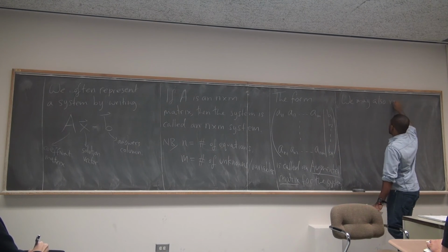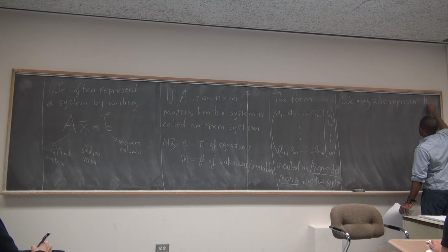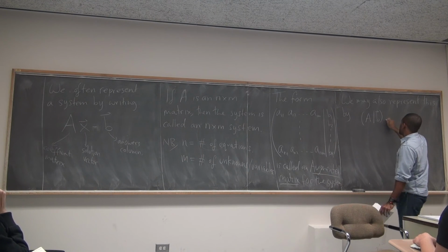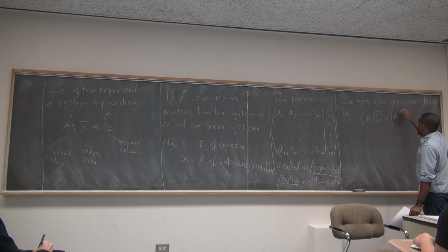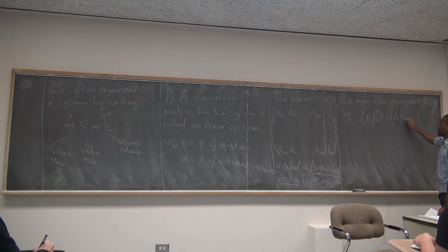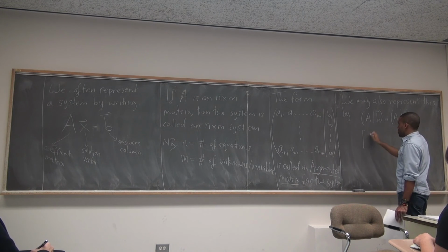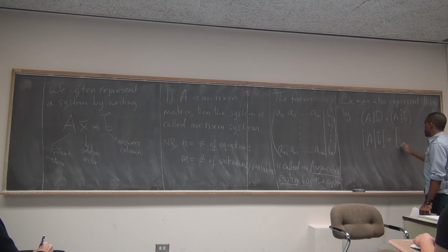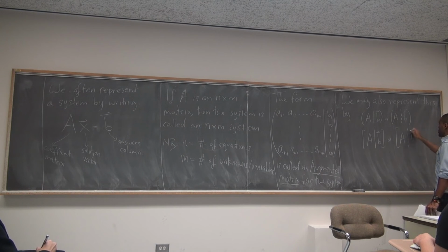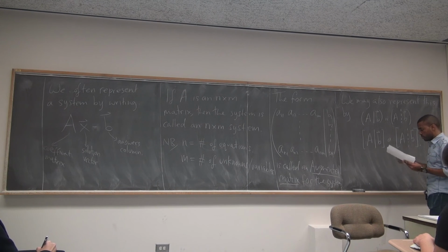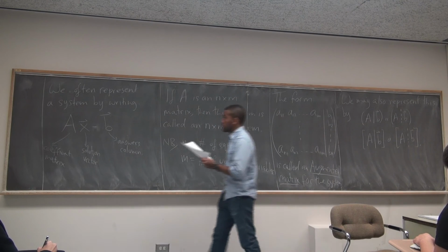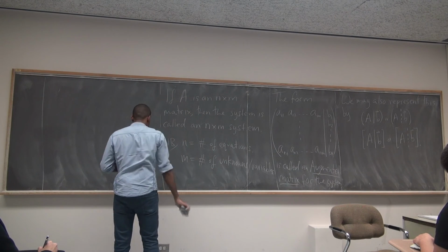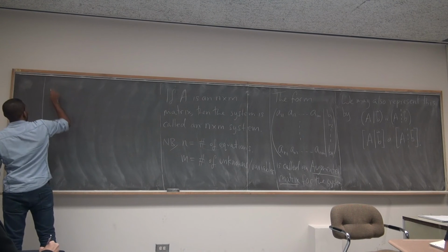We may also represent this by A, B. Sometimes you put broken lines here. It's all a matter of taste. If you want to write matrices as square brackets, you can write it as A B, or with a broken line, A B. Just one example of writing these down, and then we can go.